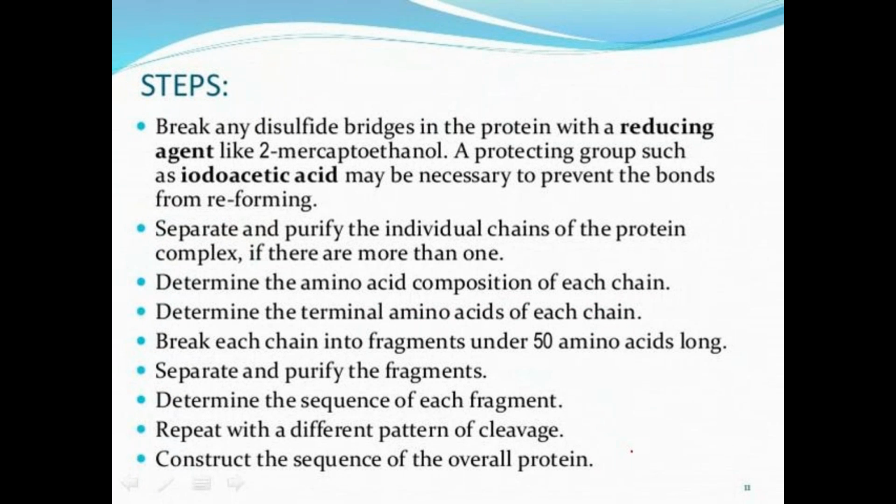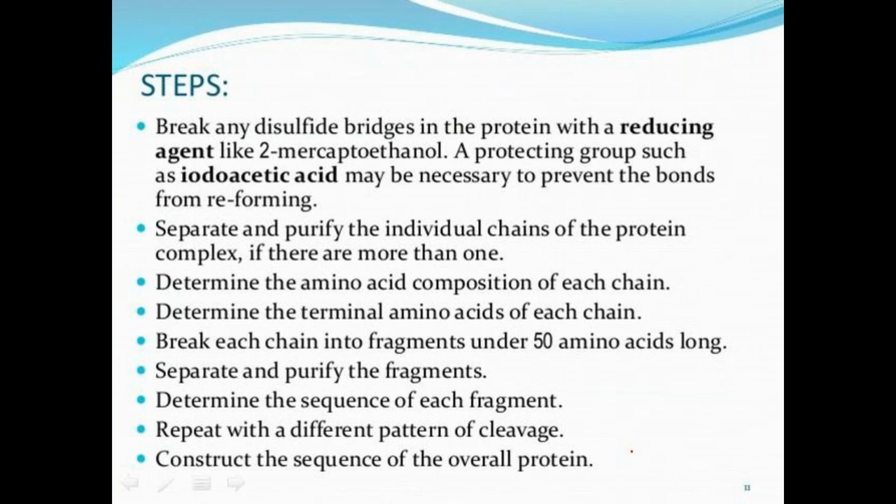Here it is mainly based on reducing agents. Disulfide bonds are broken mainly by using the chemical 2-mercaptoethanol, while hydrogen bonds are disrupted by urea. Urea mainly disrupts the hydrogen bonds. 2-mercaptoethanol disrupts the disulfide bonds.